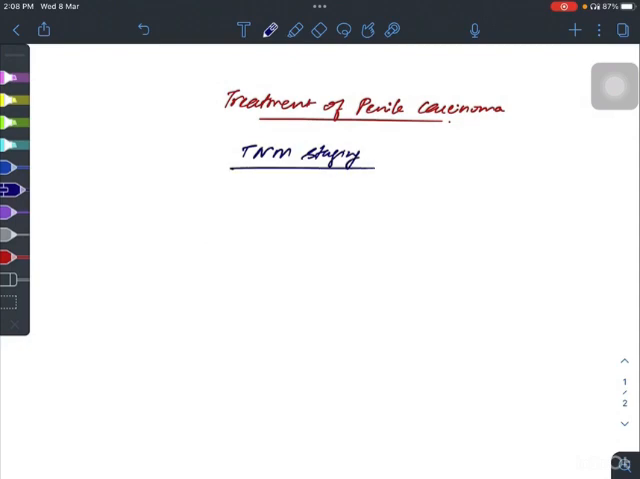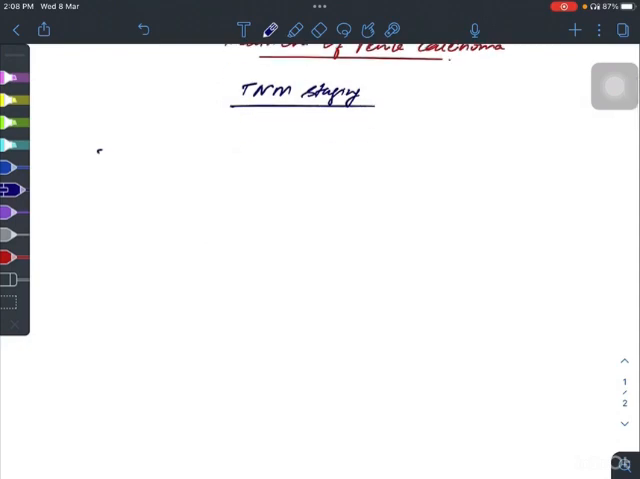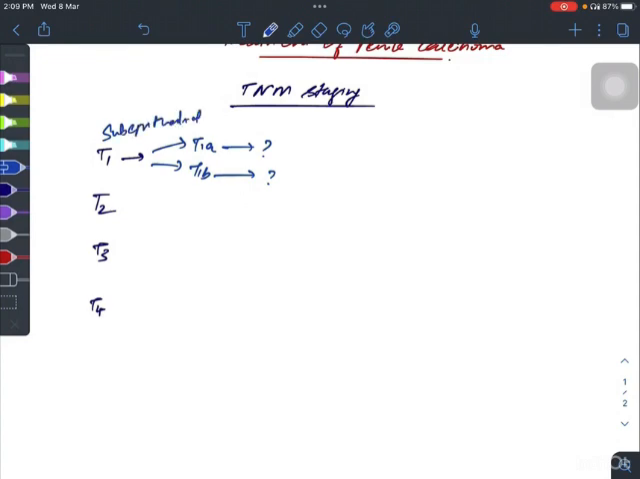So when coming to the TNM staging, T1, T2, T3 and T4. We need to know what is meant by this T1. In T1 it is subclassified into T1A and T1B. So before going into this, what is meant by this T1? It is subepithelial involvement.